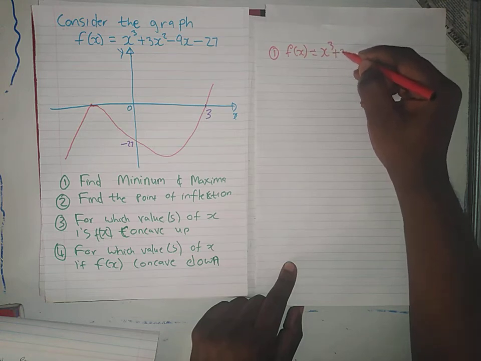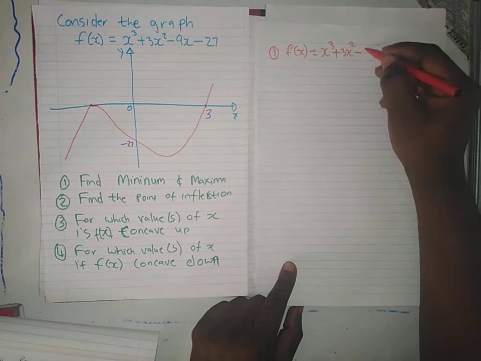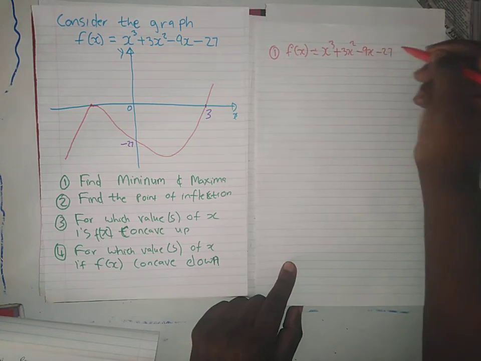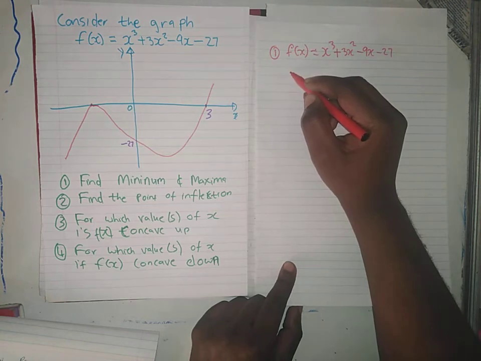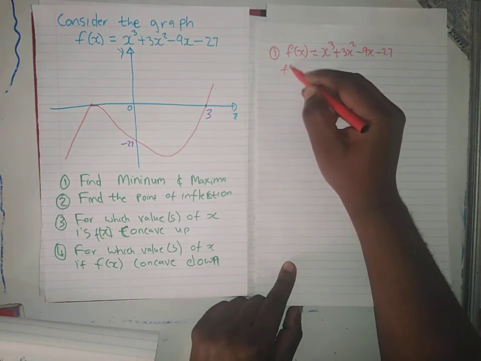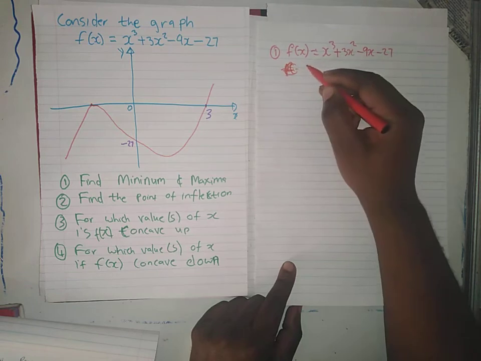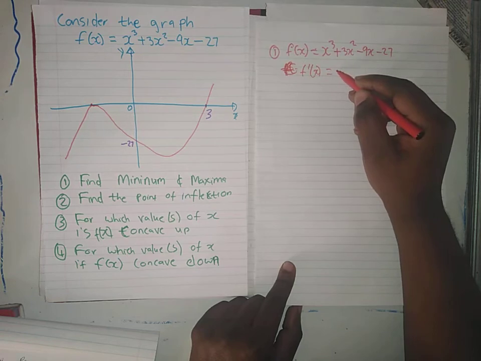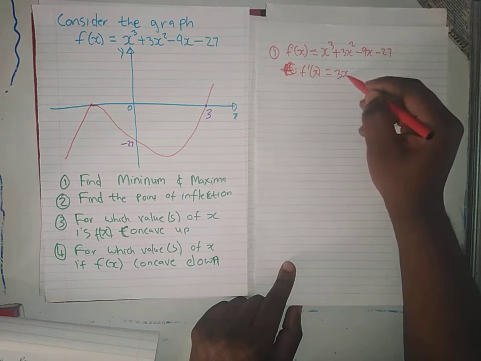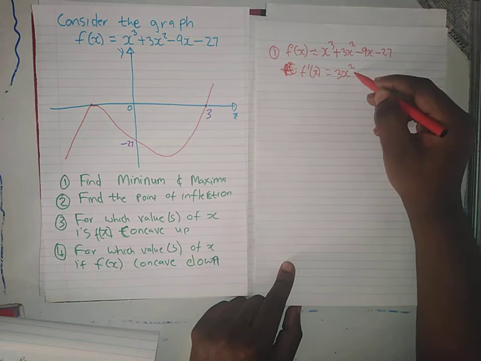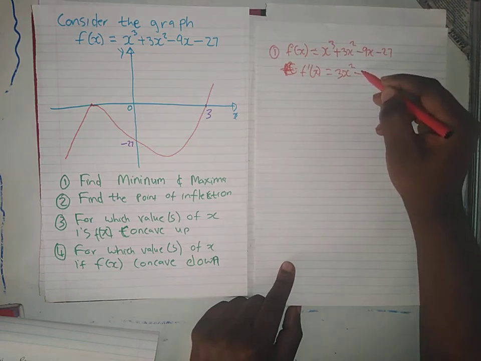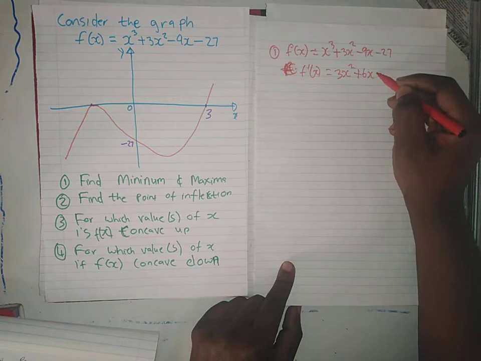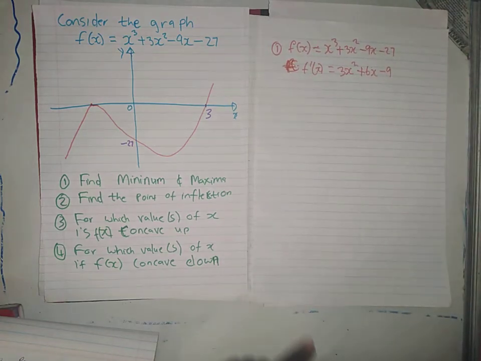So plus 3x squared minus 9x minus 27. Okay, so what you then do, to find the stationary point, you get the derivative, f prime at x, which is equal to, and then this becomes what? It is 3x squared plus 6x minus 9. Okay, this is the first derivative.